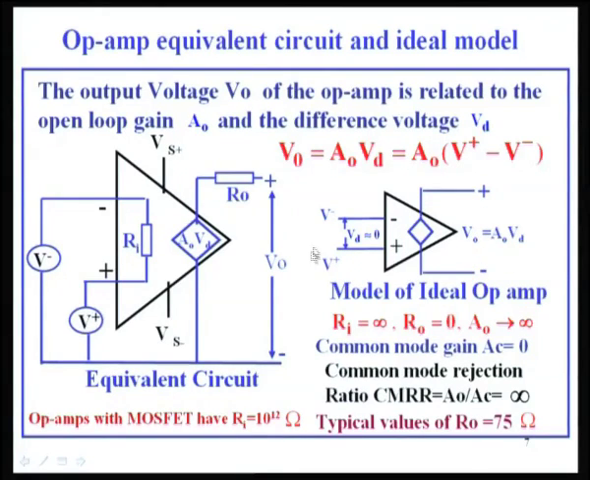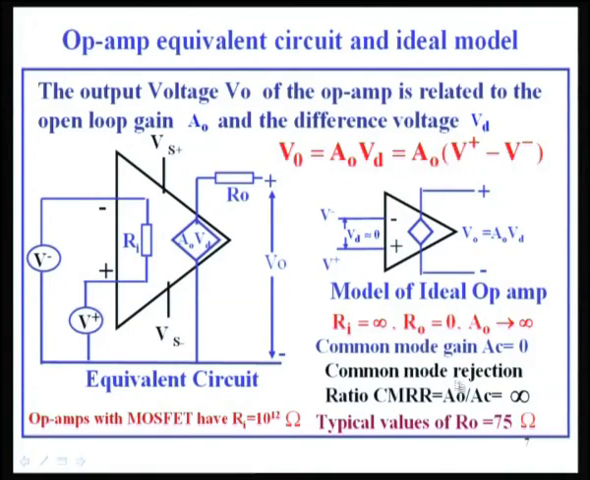So, V naught C by VC is the common mode gain. A naught is the differential gain. A naught divided by the common mode gain, AC, is the common mode rejection ratio, which has got to be very large, 1000 or even more, ideally infinite. A naught is the differential gain, AC is the common mode gain.